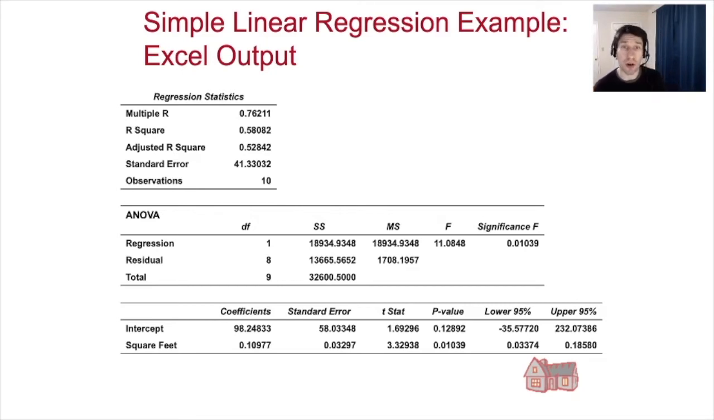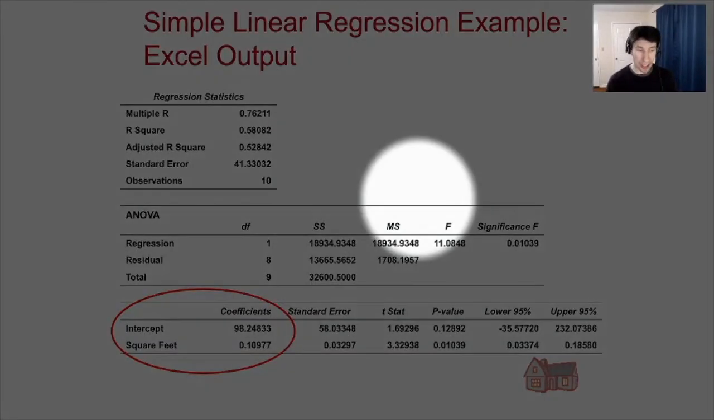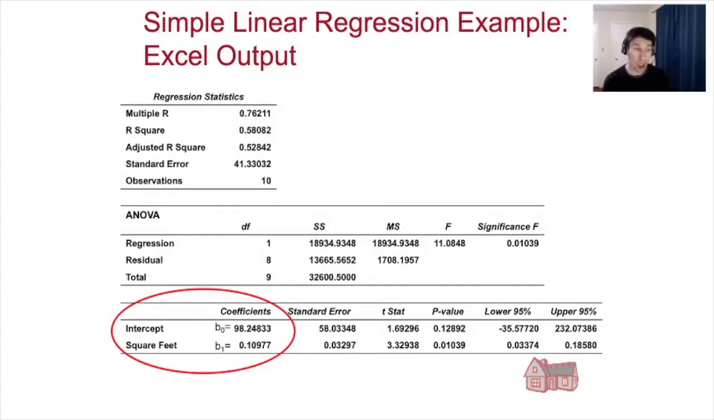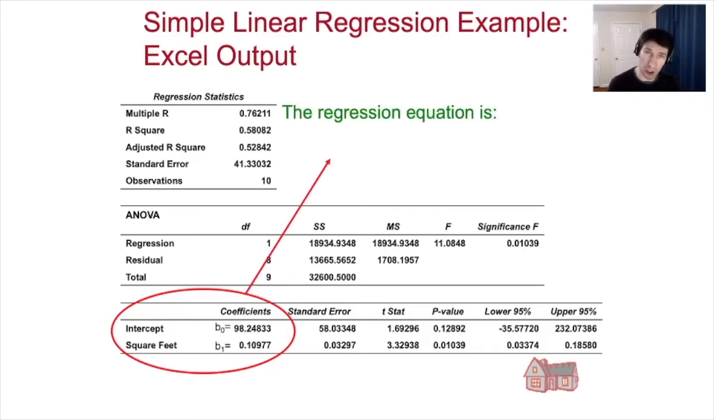This is the output from Excel. Where do you find your regression line? It's right here. It gives you an intercept and a slope on square footage. So this first coefficient is b0, it's the intercept, and the second coefficient here is b1, that is the slope. We can plug these into our regression equation.